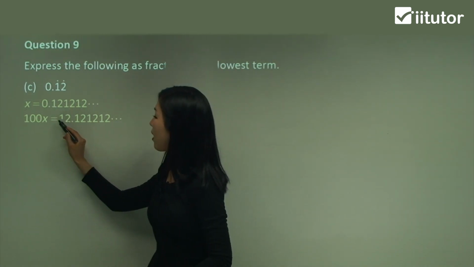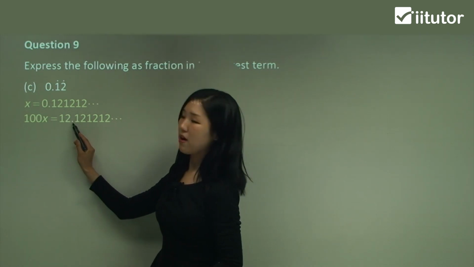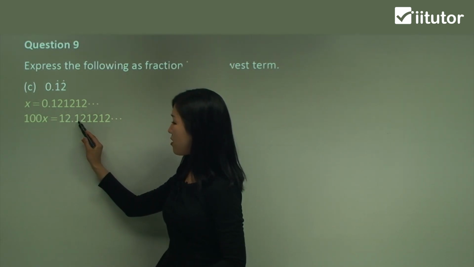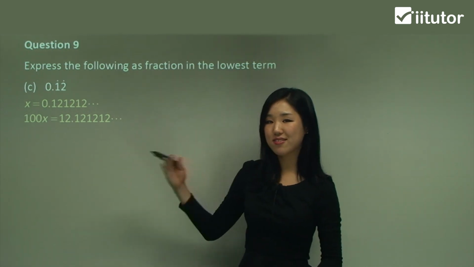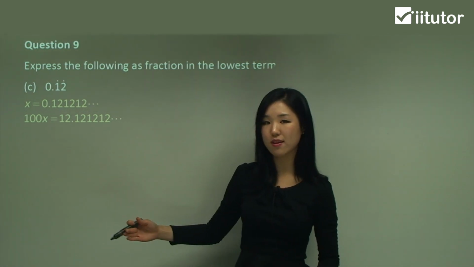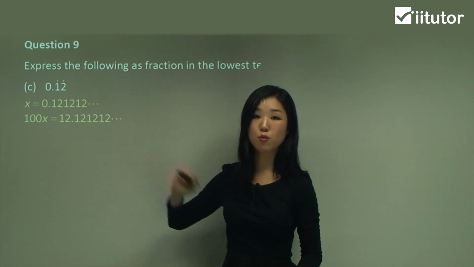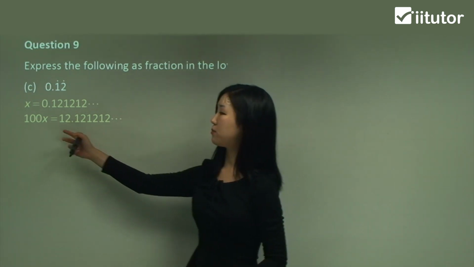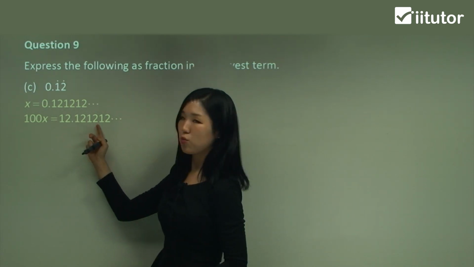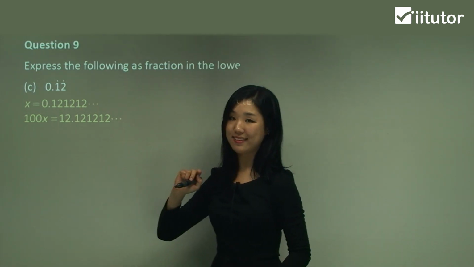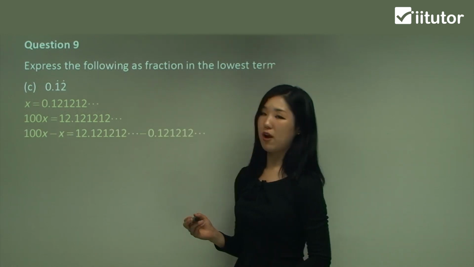So if I multiply by 100, the 12 will go in front of the decimal, and again after the decimal we'll have 1, 2, 1, 2, 1, 2. The idea is to have the same numbers after the decimal point, so then when I subtract, everything will be eliminated. That's why I'm multiplying by 100. If I do it by 10, I'll probably get 2, 1, 2, 1, 2, 1, and they will never eliminate. Okay, so now we'll do the subtraction.